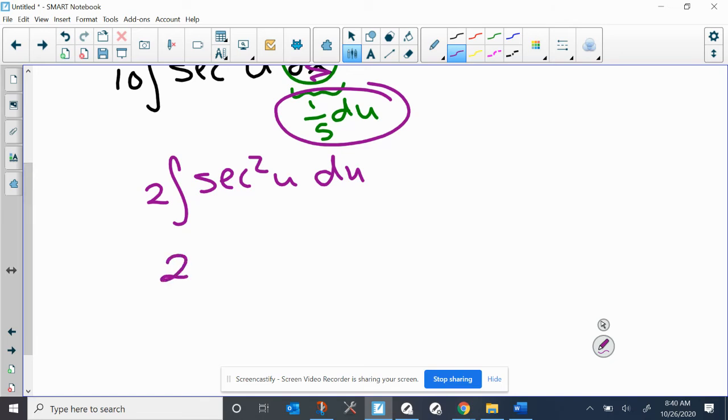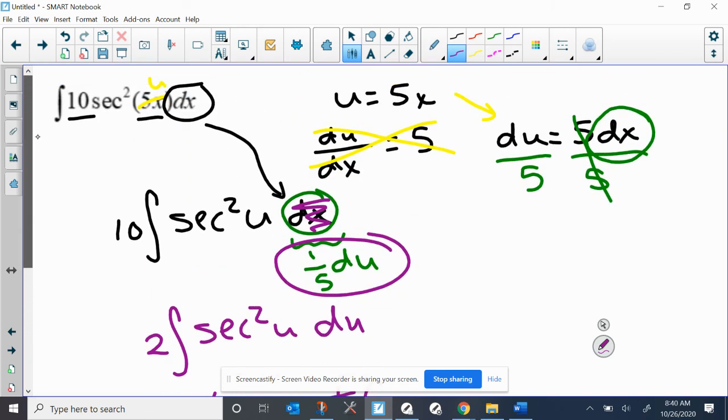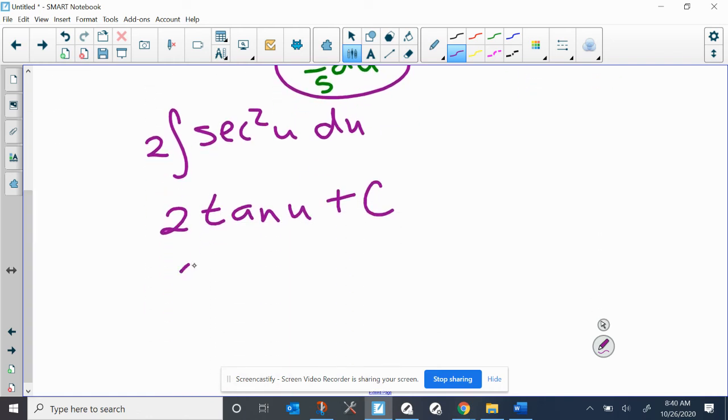So the 2 is just a coefficient, it comes down. And then because this is trig, you check the chart, you check for all your basic integration rules. The integral of secant squared u du is tangent u plus c. The reason for that is because the derivative of tangent u is secant squared u times u prime. So we are going to write tangent u plus c. And then for my very last step of substitution, I'm going to put my u back in. So u is equal to 5x. So this is 2 tangent 5x plus c.